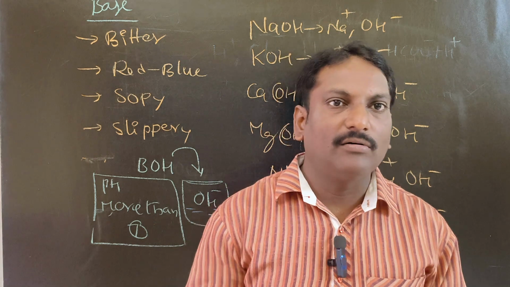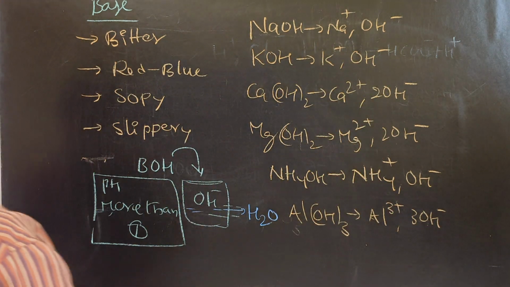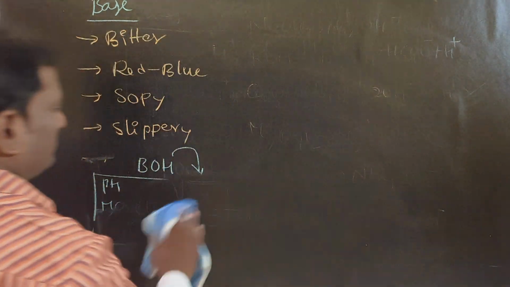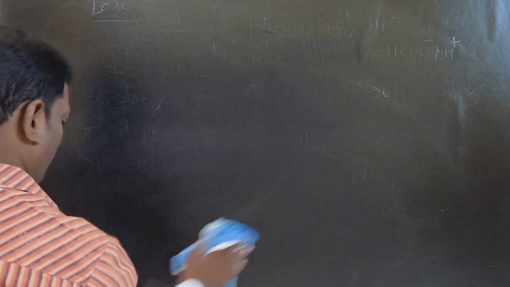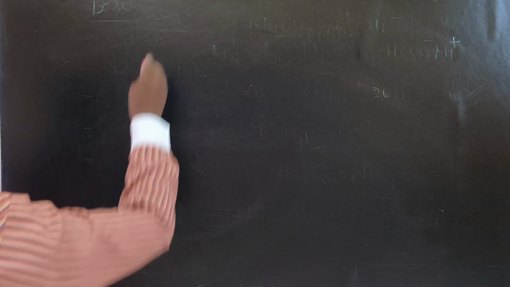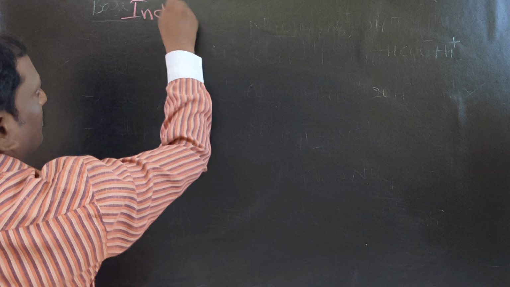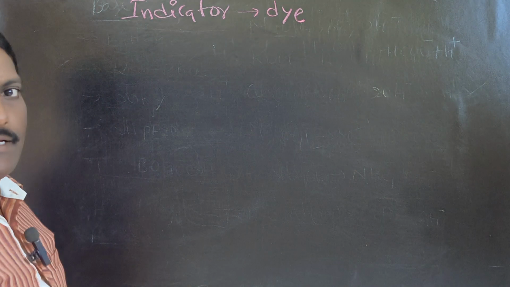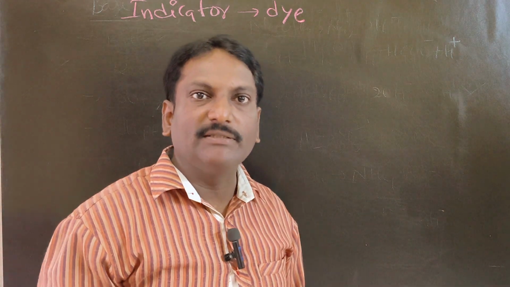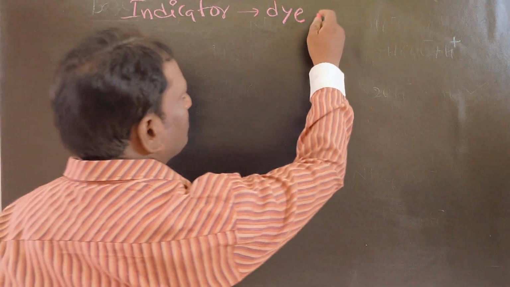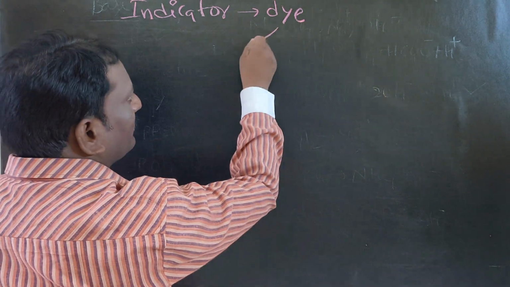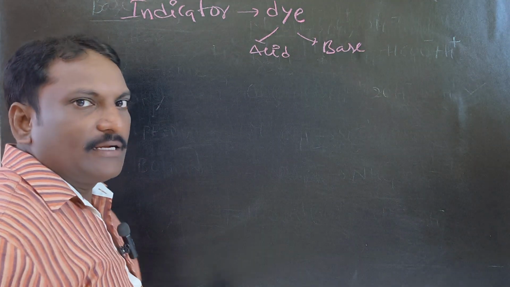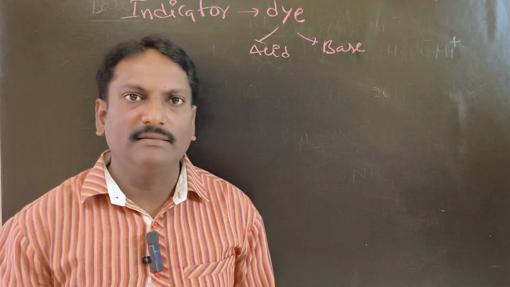So now let us talk about indicators. An indicator is a dye which changes its color in the presence of acid and base. So indicators are nothing but coloring agents or dyes.